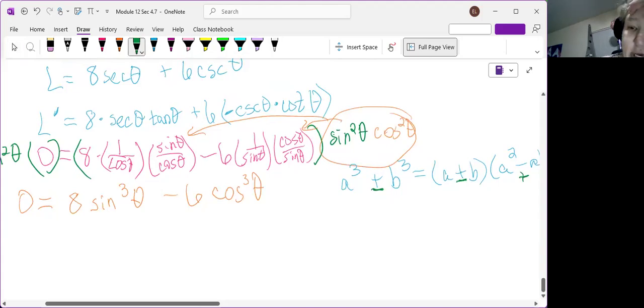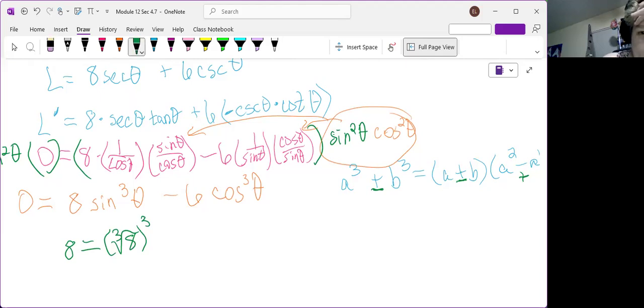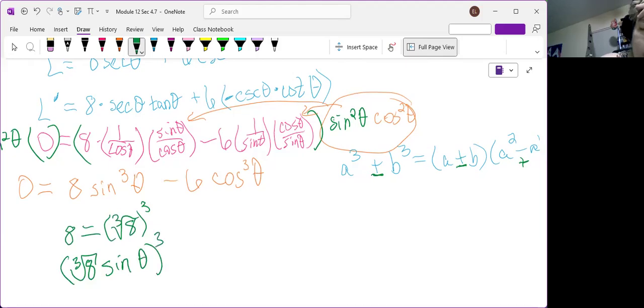So if I want to write this as an a cubed, I'm going to have to figure out 8 to what power, then to the third power equals 8. So basically 8 is equal to the cube root of 8 cubed. So our 8 sine cubed theta, I can write instead as the cube root of 8 times the sine of theta, and then that whole thing cubed. So there is our a cubed.